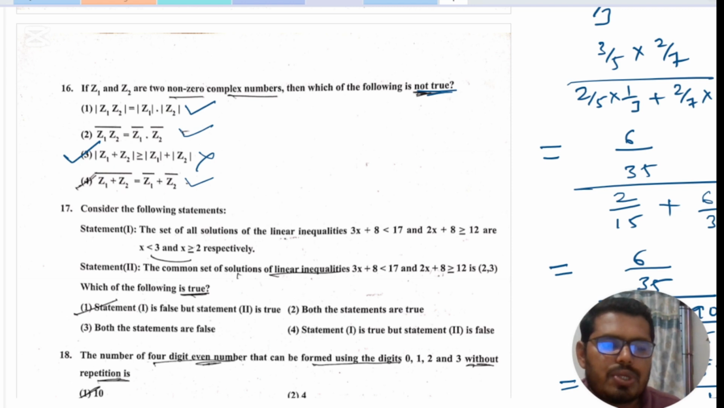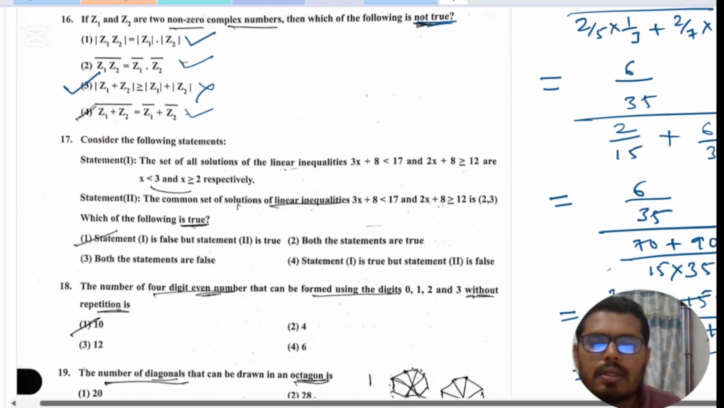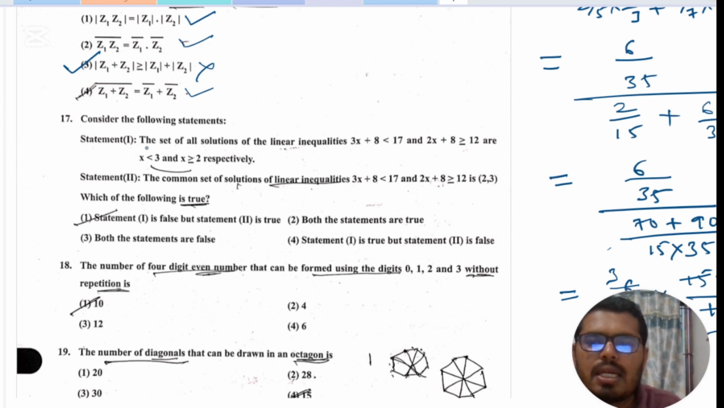Okay, next, question number 17. Statement 1 is that the set of all the solutions of the linear inequalities 3x plus 8 less than 17 and 2x plus 8 greater than or equal to 12 are x less than 3 and x greater than or equal to 2 respectively. If you solve these inequalities, you get the idea. Note 3x plus 8 less than 17. This implies that 3x is less than 17 minus 8, that is equal to 9. Therefore x is less than 3. Okay, for the first inequality x is less than 3, correct.